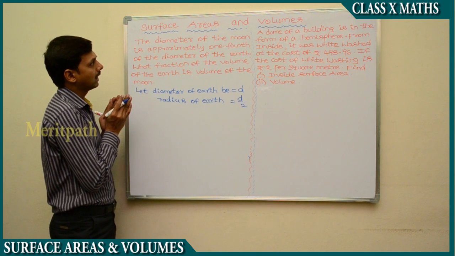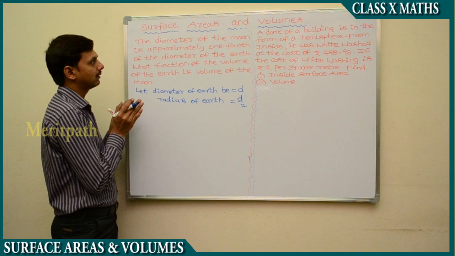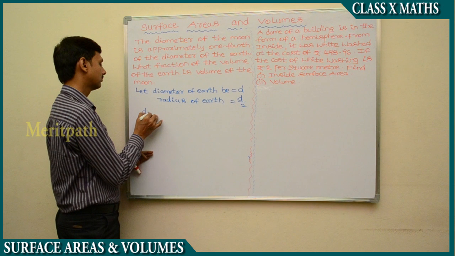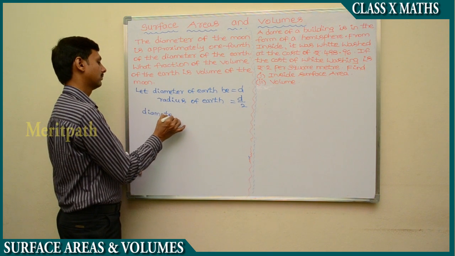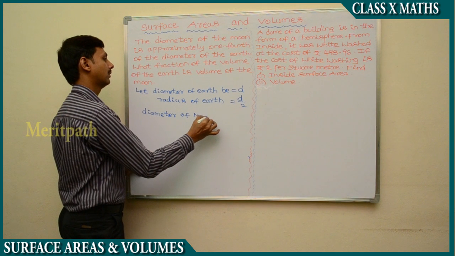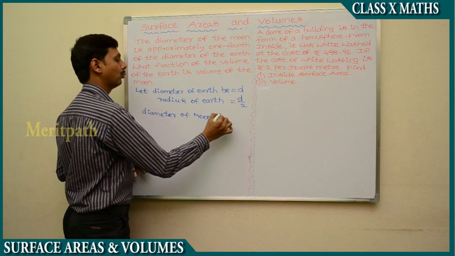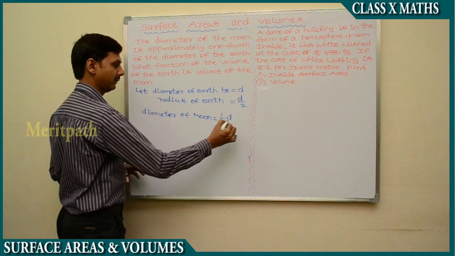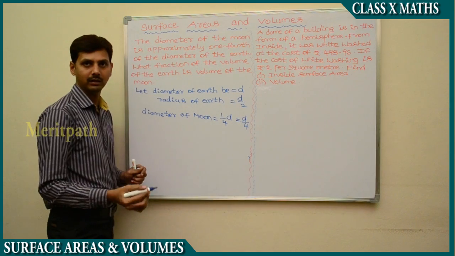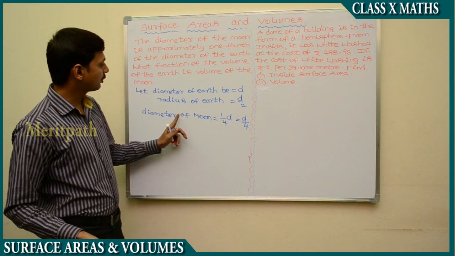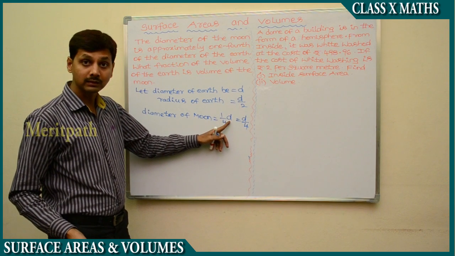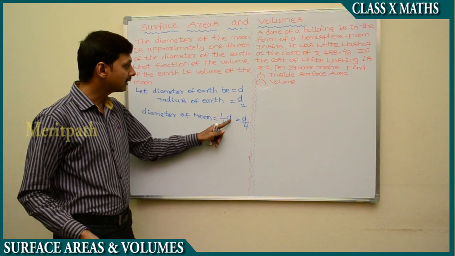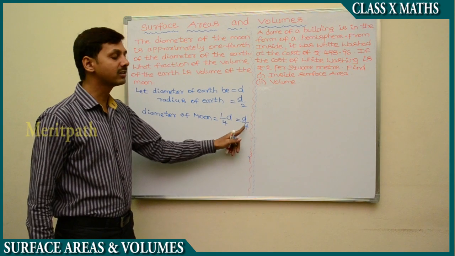So we know the diameter of the Moon is 1/4 the diameter of the Earth. So the Moon's diameter is 1/4 of the diameter of Earth. Earth is d, so it becomes d by 4. It is very easy, we can understand it. Diameter of the Moon is equal to 1/4 of the diameter of the Earth, so d by 4.